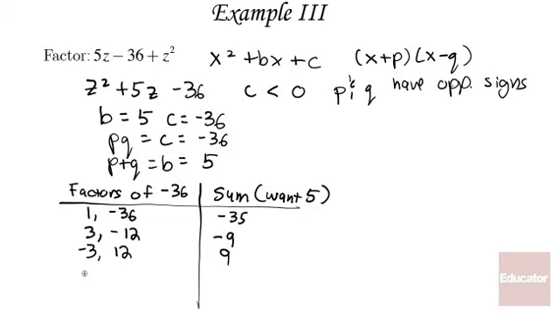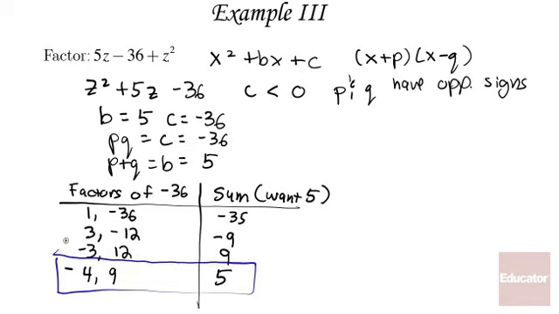Okay, so these aren't working. What are some more factors of 36? Well, 4 and 9. And I just said I want a positive sum, therefore the larger number will need to be positive. So I'm going to try negative 4 and 9. When I add those up, they do add up to 5. So I've found the correct numbers for p and q, by saying they're going to have a sum of 5 and a product of negative 36.